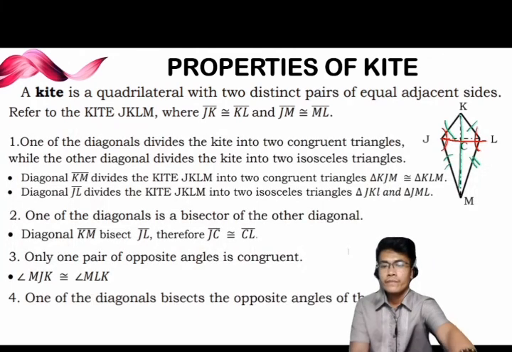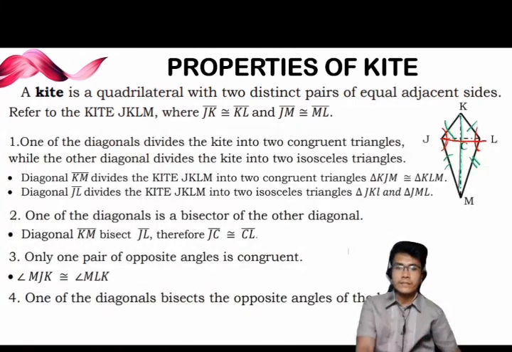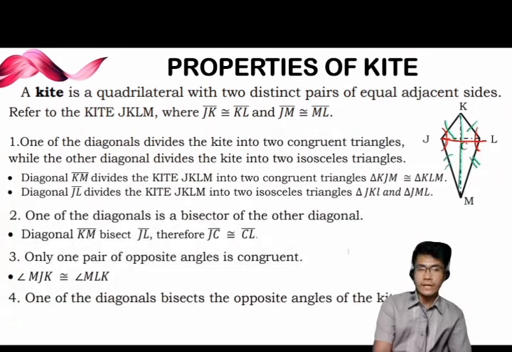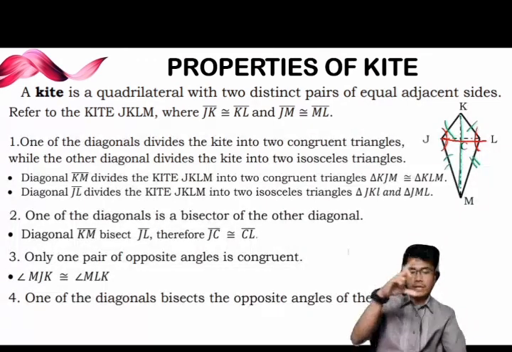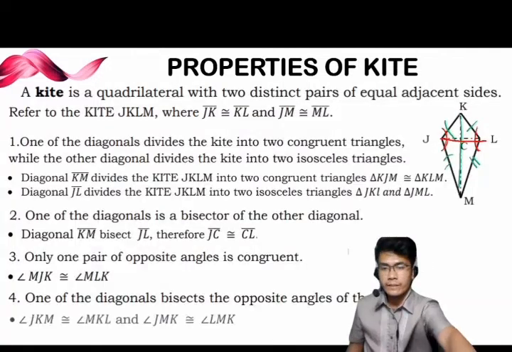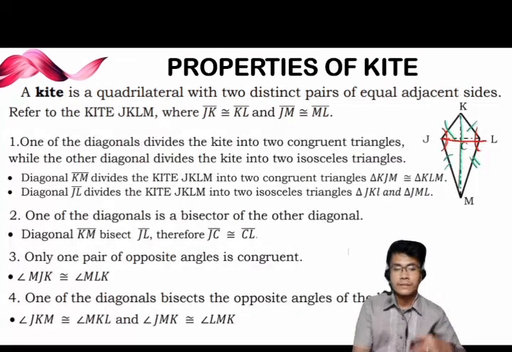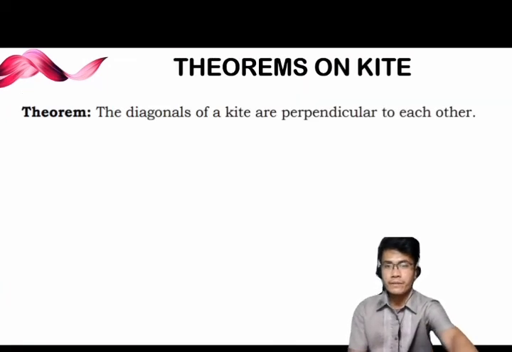And last but not the least, one of the diagonals bisects the opposite angles of the kite. Ito yung diagonal KM, yung nakatayong diagonal. It divides the opposite angles into two equal angles. That's why angle JKM is congruent to angle MKL, and then angle JMK is congruent to angle LMK. Alright? Now, that's the theorem.